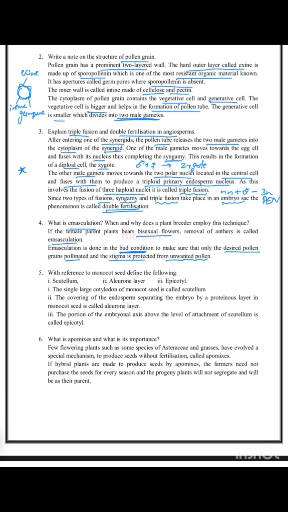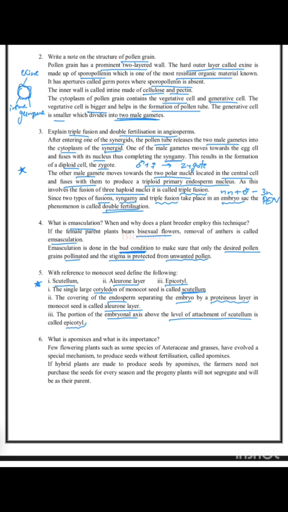Next, with reference to monocot seed, define the following: scutellum, aleurone layer, epicotyl. So these are important for definitions as well as the 1 mark questions and fill in the blanks. The single large cotyledon of monocot seed is called the scutellum. The covering of the endosperm separating the embryo by a proteinaceous layer in monocot seed is called the aleurone layer. The portion of the embryonal axis above the level of attachment of scutellum is called the epicotyl.